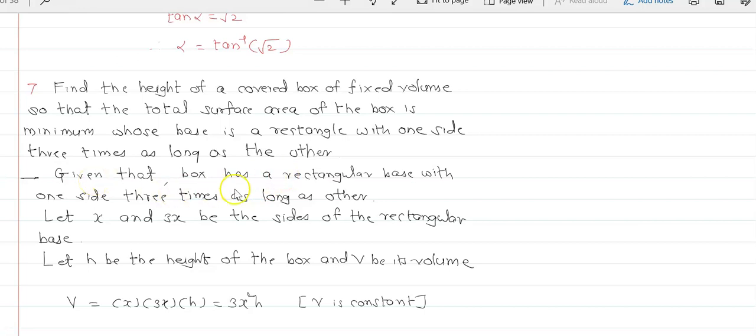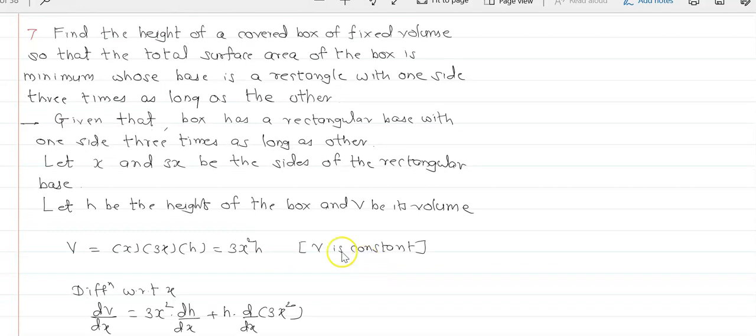Therefore, given that the box has a rectangular base where one side is 3 times as long as the other, let x be the first side, the smaller side, and 3x be the greater one. Let h be the height of the box and V be the volume. The volume of the box is the area of the base into height. The base has length and breadth, so L into B into H. That's why V is equal to 3x square into h.